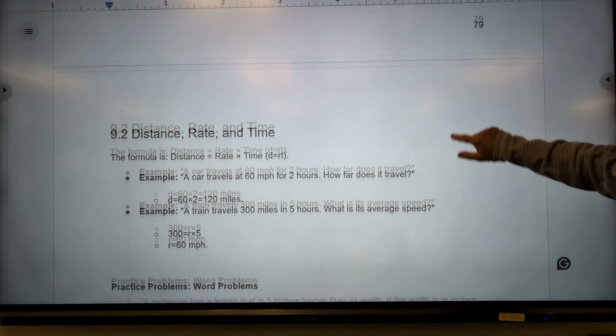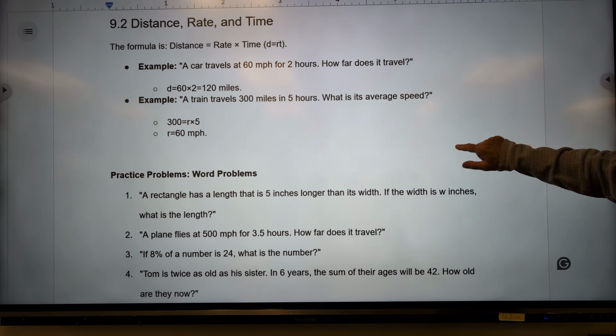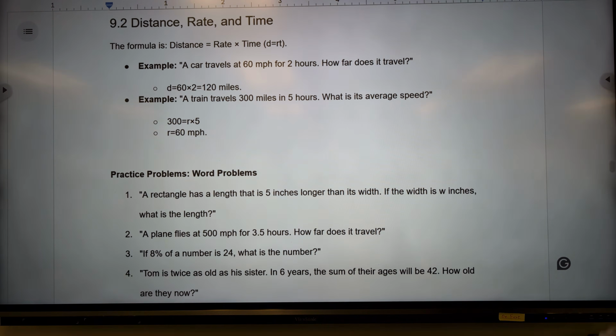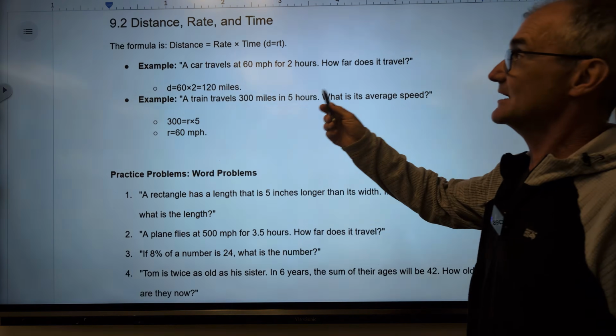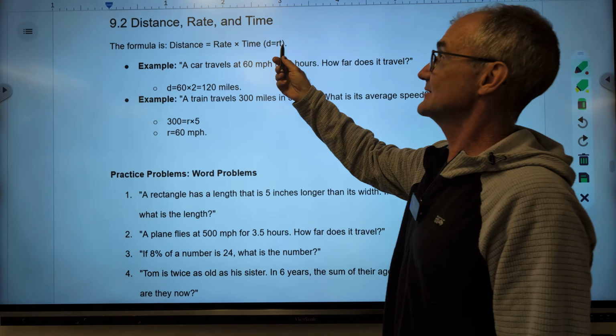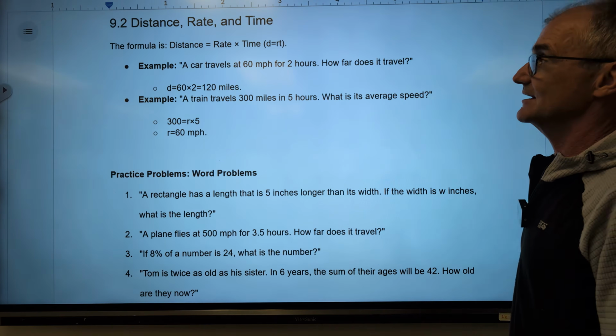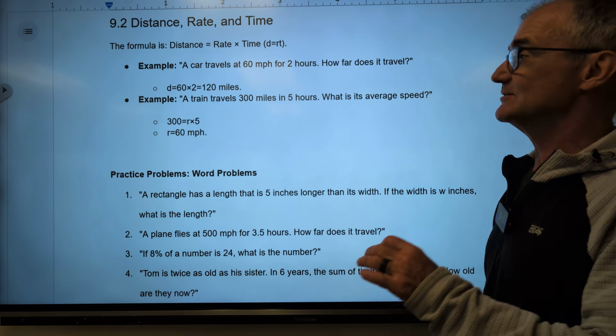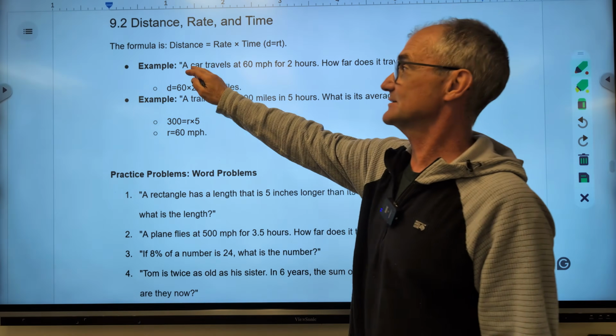Let's take a look at distance, rate, and time. So our equation for distance, rate, and time is that distance is equal to rate times time. And looking at units is a good way to do it. So let's just look at this example.